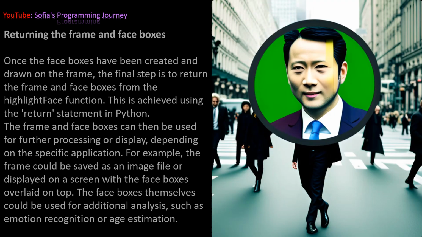Once the face boxes have been created and drawn on the frame, the final step is to return the frame and face boxes from the highlight face function. This is achieved using the return statement in Python. The frame and face boxes can then be used for further processing or display, depending on the specific application. For example, the frame could be saved as an image file or displayed on a screen with the face boxes overlaid on top. The face boxes themselves could be used for additional analysis, such as emotion recognition or age estimation.